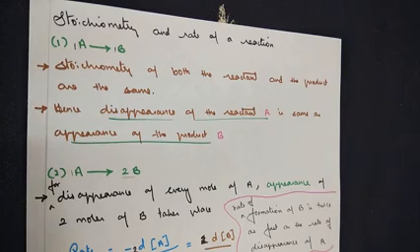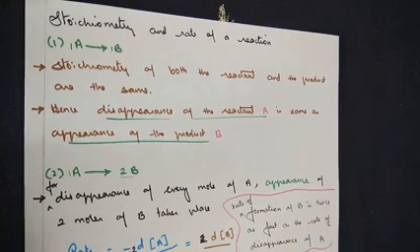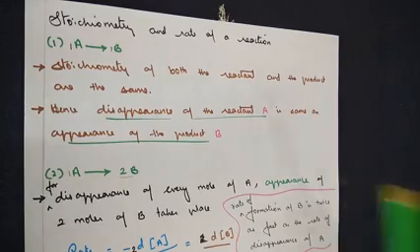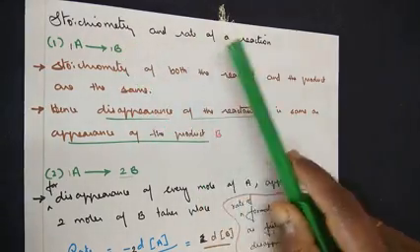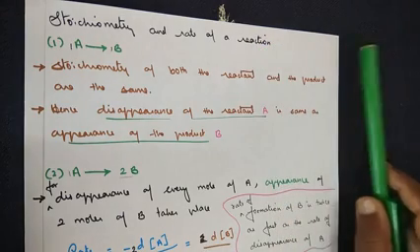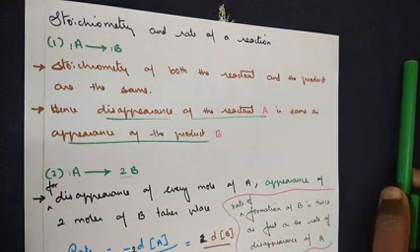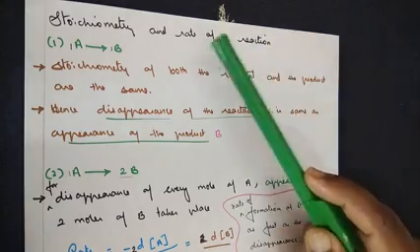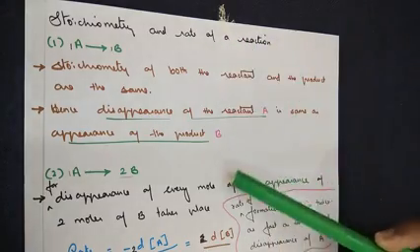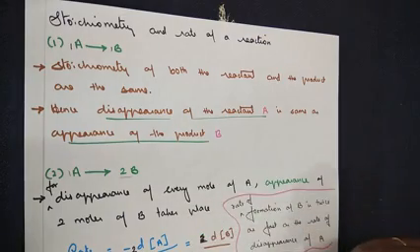Good wishes, dear students. The concept we will be learning in today's class is stoichiometry and rate of a reaction with regard to the chemical kinetics chapter. Now, the concept of stoichiometry and rate of a reaction is explained in three different points.